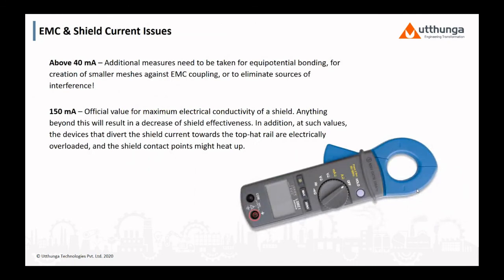Now is the EMC. EMC is one of the hot topics in PROFIBUS. Normally for the shield current, there are four types of layer. One is zero milliampere, which is the official value of the EMC, and then up to 10 milliampere, which is a typical value. Above 40 milliamps, additional measures need to be taken for the equipotential bonding, and then 150 is the maximum electrical connectivity.